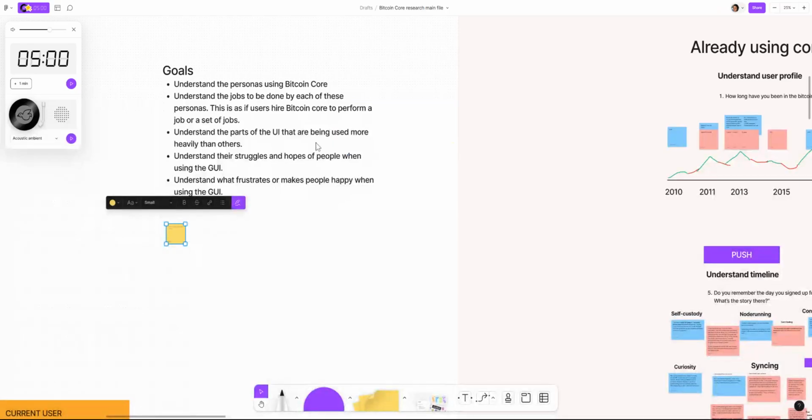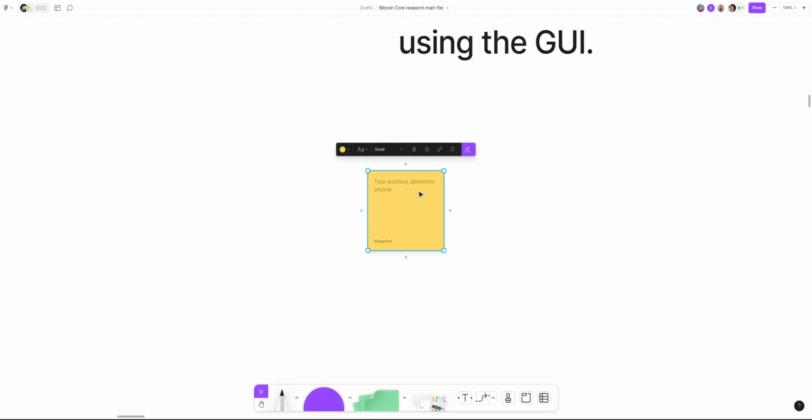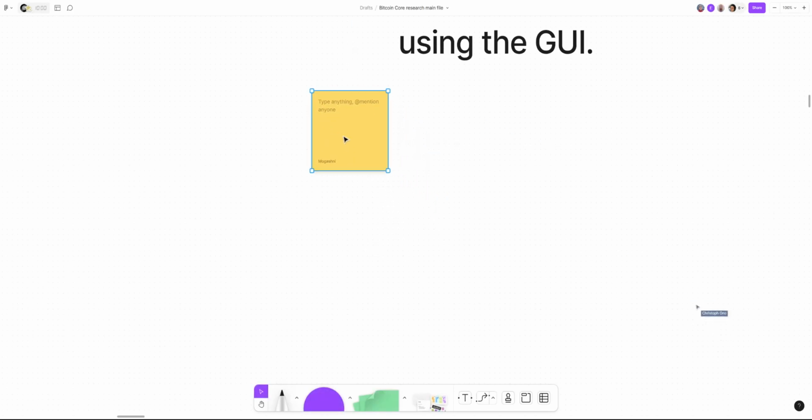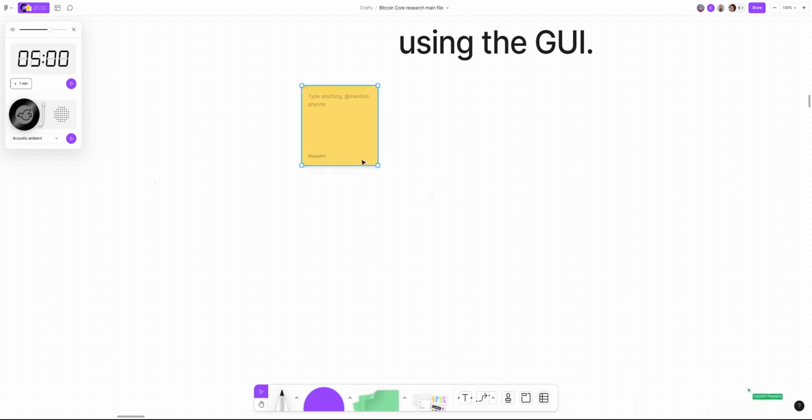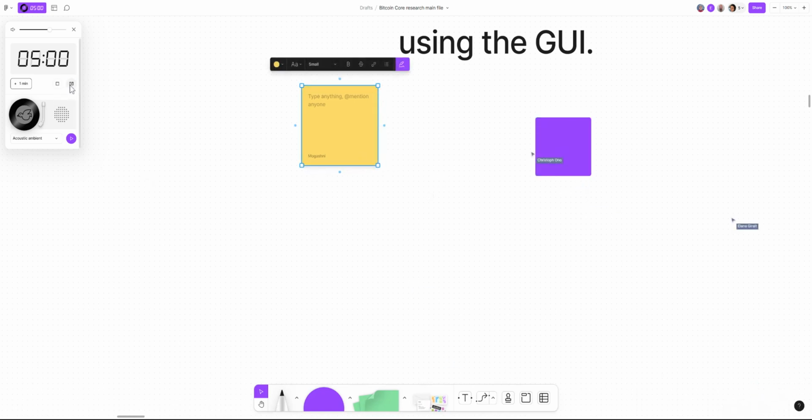I have a copy of this document, so it's all good. If anything goes wrong with this, we have a copy of this document. So I'll start the timer. Grab a sticky note and write how you think we could start to approach this. And then I'll just click play.